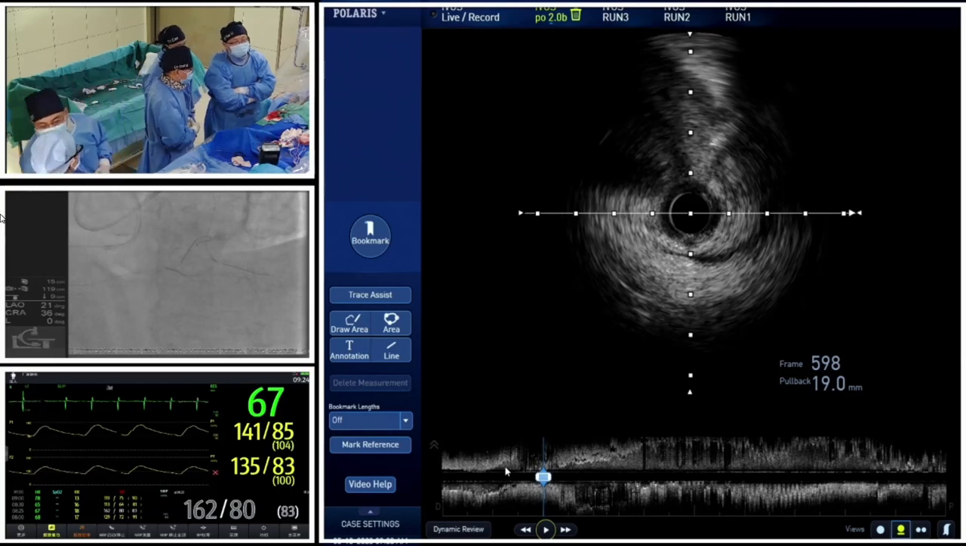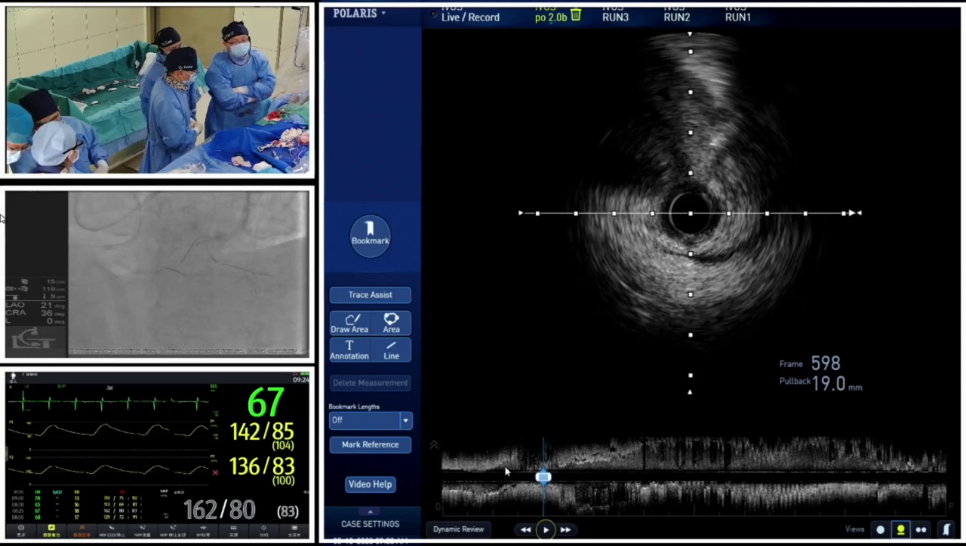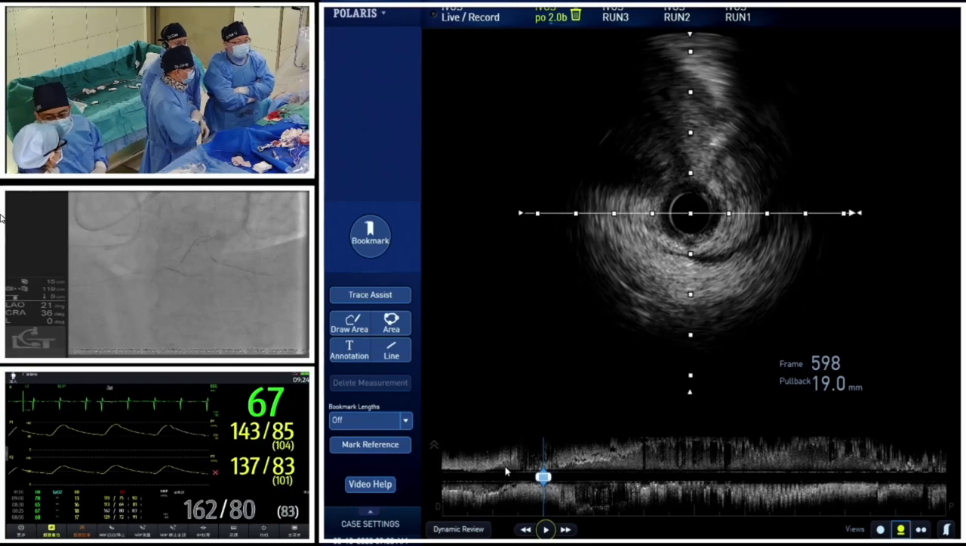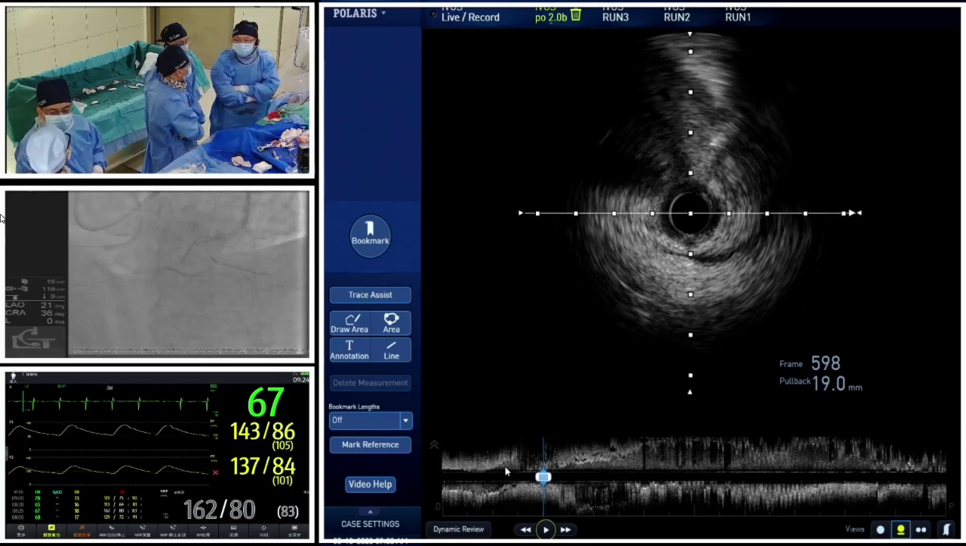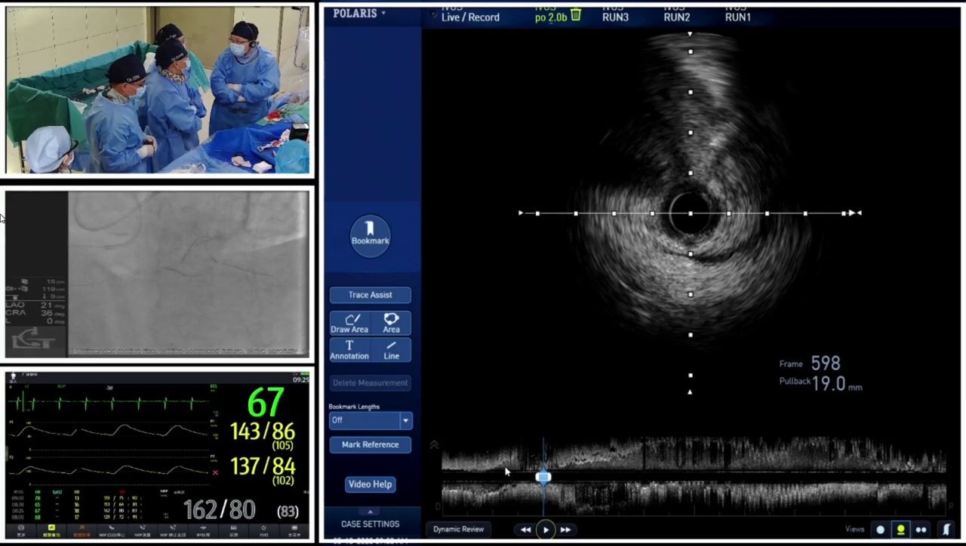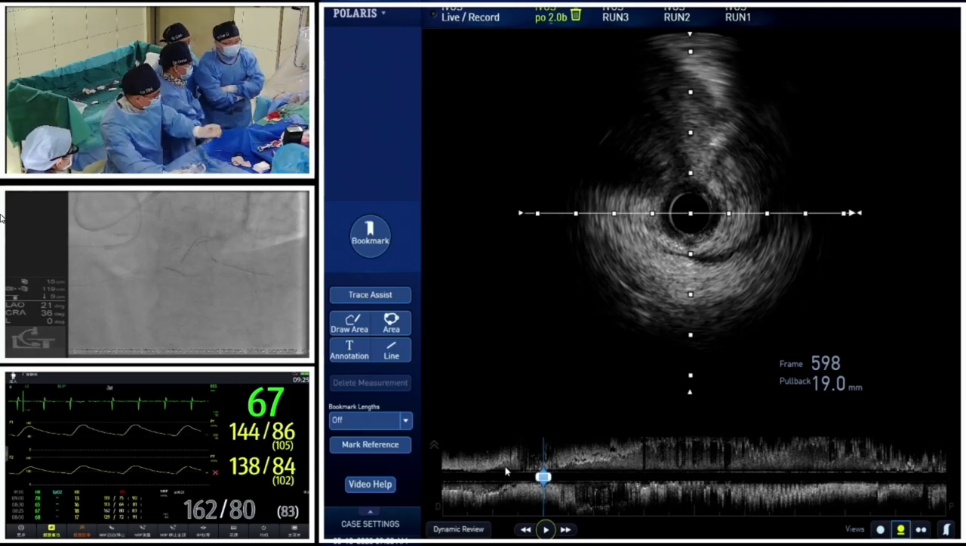So I do not think that this is a good sign, because after further balloon dilation or stenting, this hematoma may engage into the even more distal part. Yeah. Okay. So that means this time we may do a spam. Yes, maybe a spam, yes. Investment. Yeah. Investment, okay.